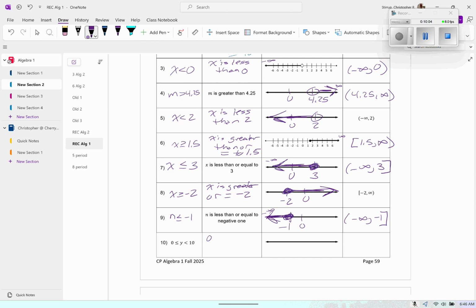So y is greater than or equal to 0 and less than 10. You have a 0 here, you have a 10 here. This is going to be a solid dot on the 0. This is going to be an open dot at the 10. We're going to shade in between the two. And so this is going to go from square bracket 0 to 10, reading it left to right, and this is a soft bracket there.